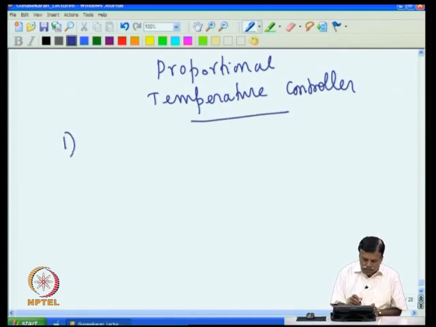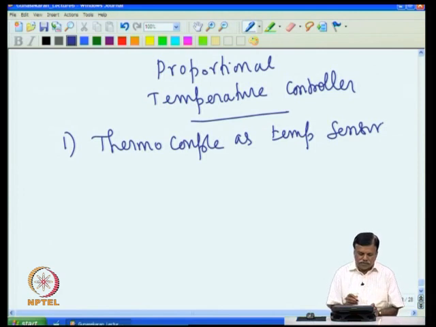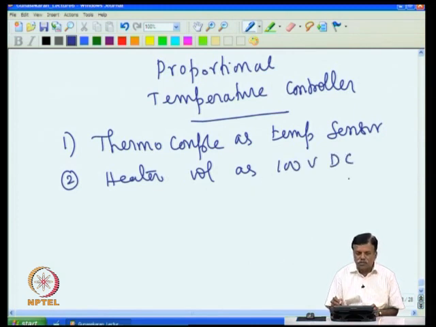So we use a thermocouple as a temperature sensor. Now, in this case, the second point is the heater voltage, because a heater voltage of 100 volt is required. We will see for various heater voltages how to design, but first we assume the heater requires 100 volt DC, and then it needs, say, 5 ampere current, and then the thermocouple will be used as a temperature sensor.